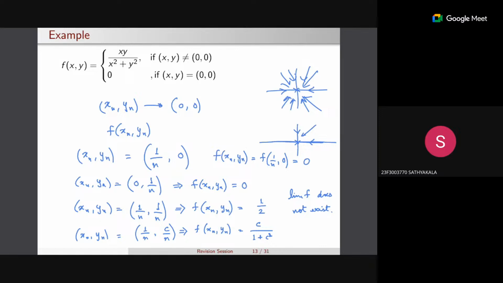Yeah, what was the doubt? Sir, how does f of xn, yn become 1 by 2? Which part did you not understand? The third one is where I consider the sequence xn, yn equal to 1 by n, 1 by n. So what is 1 by n, 1 by n? This lies on the line y is equal to x, right? On your domain, the line y is equal to x is just this, and I'm moving towards the origin along this line, correct?